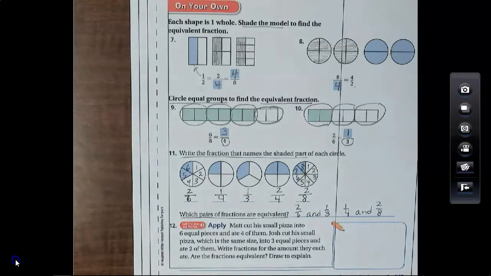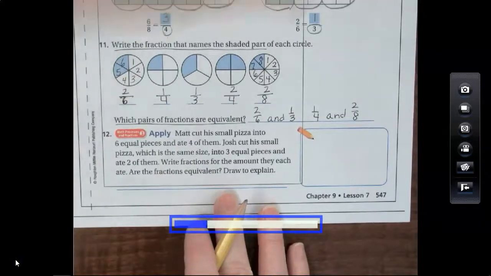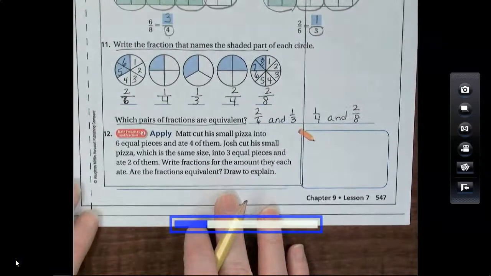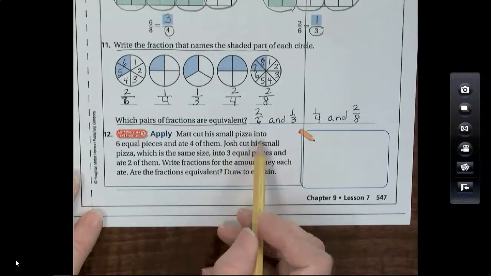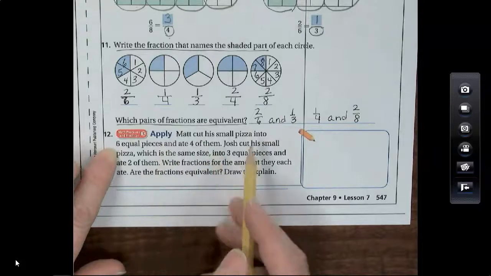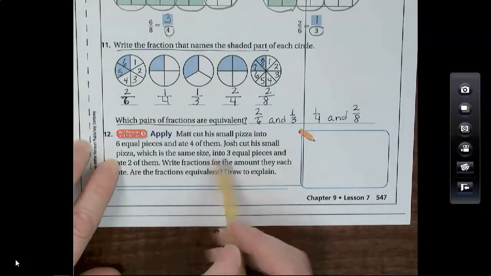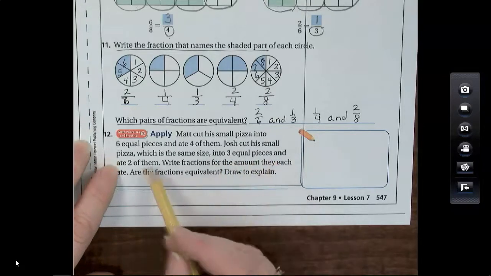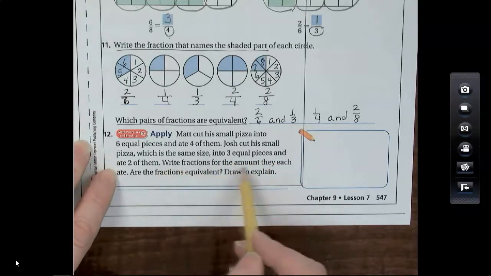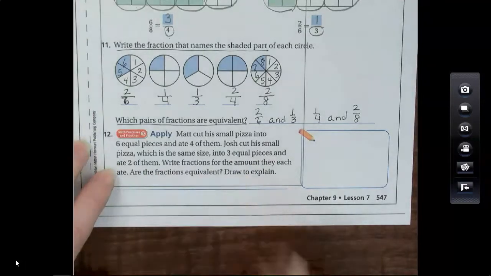Okay, we're down at the bottom now. So at the bottom here, I'm going to try to make it a little bigger. We need to draw our pizza. It says, Matt cut his small pizza into 6 equal pieces and ate 4. Josh cut his, the same size of pizza, into 3 equal pieces and ate 2. Write fractions for the amount they ate, and are the fractions equivalent? Draw to explain.